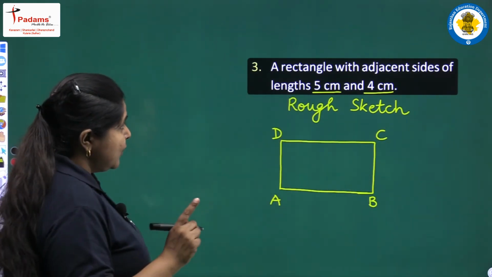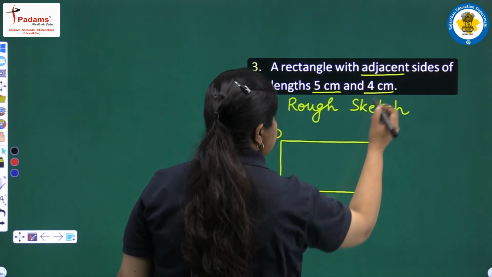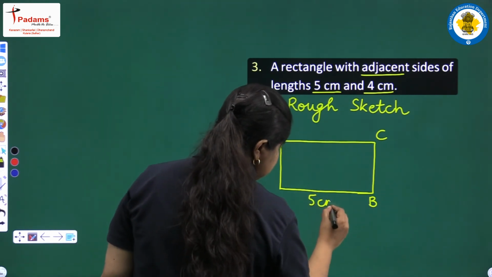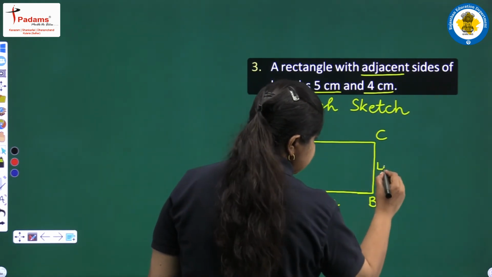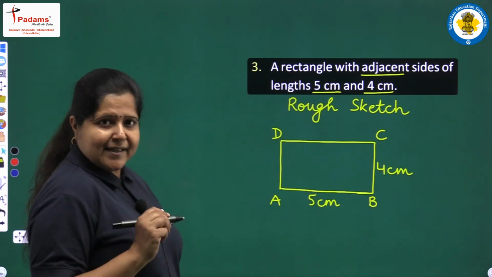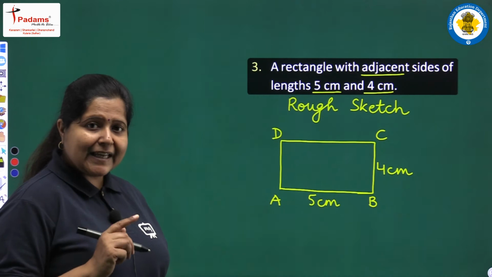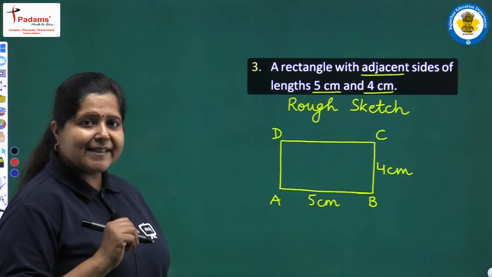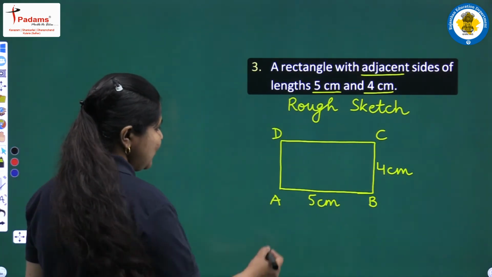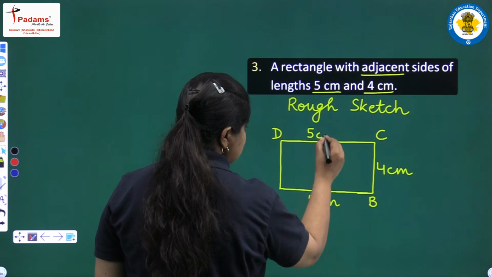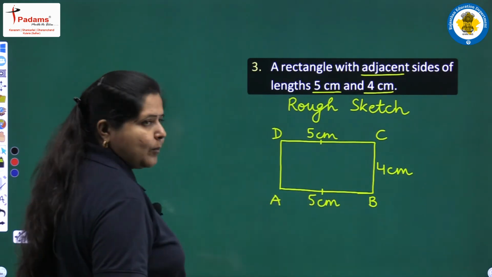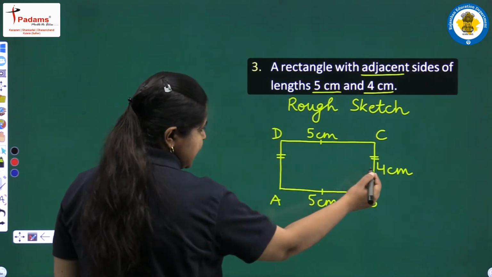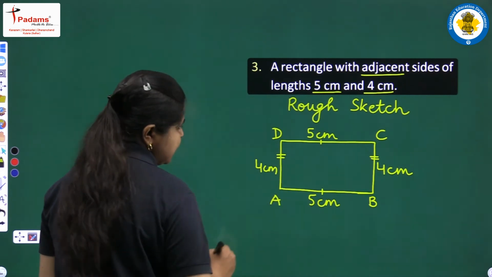ABCD. Now, 2 adjacent sides. Adjacent sides means the neighboring sides. If I take this side to be of length 5 centimeter, then this will be the adjacent side of length 4 centimeter. So here we have only 2 measurements. Again we will use the properties of a rectangle, and it says that the opposite sides of a rectangle are equal. So we have this 5, and again this will also be equal to 5 centimeter. These 2 opposite sides will be equal, and also this side will be equal to this opposite side, and so it will again measure 4 centimeter.